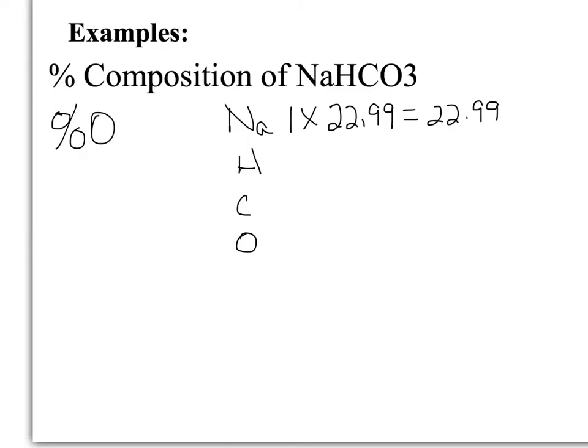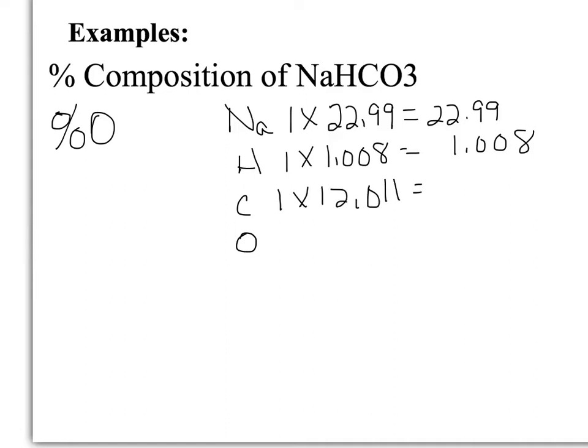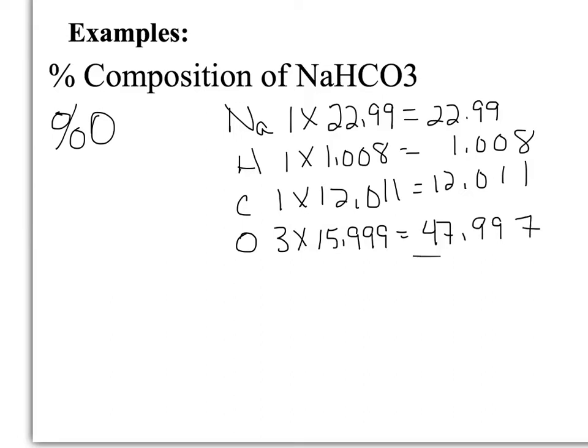What about how many hydrogens? One. What's its mass? Carbon? Yeah, there's one. And lastly, oxygen. 15.999. That's right.